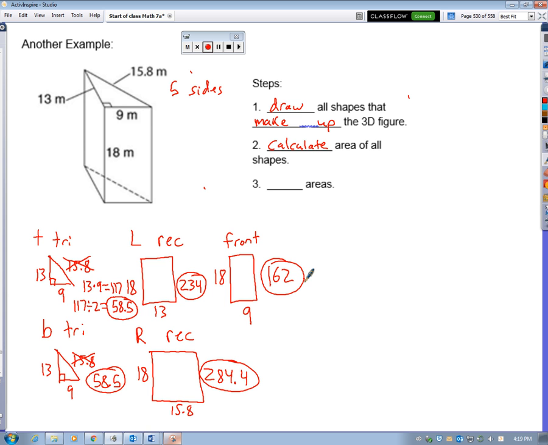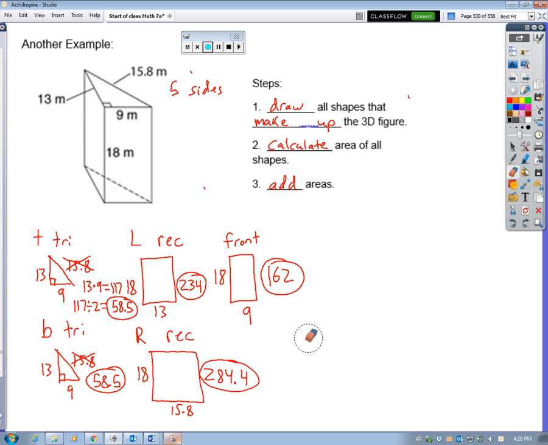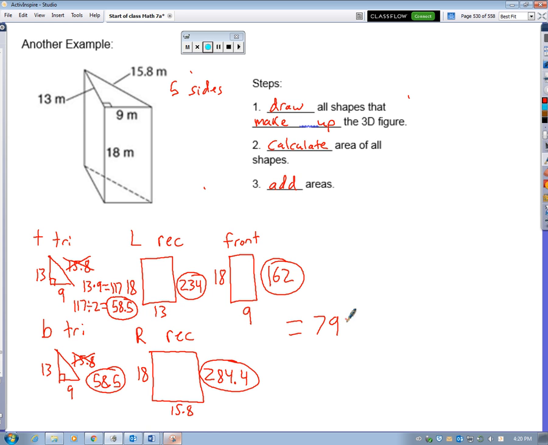Now I want to add those up for my final step. I'm adding all the areas. Okay, so I add this up, and if you do that, you're going to get 1,200 and... oops. Let's back up. You are going to get 797.4, and this is in meters, so that's going to be meters squared. Okay, that's our total surface area.